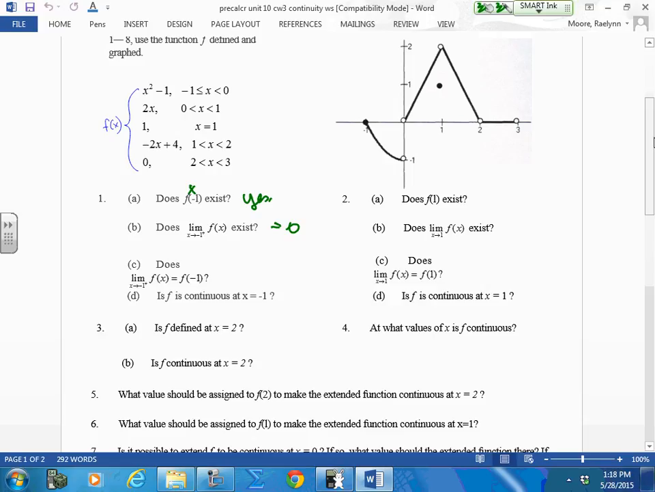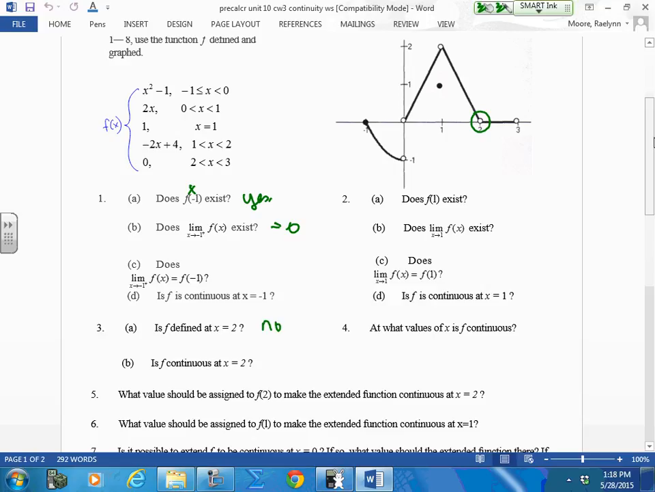Is my function continuous at x is -1? Well, it is only because it's an endpoint. That's where it meant us to start. So it is because of that endpoint. Is this function defined when x is 2? Do you have a value right now when x is 2? No, because it's open, right? There's no value. It's not defined.